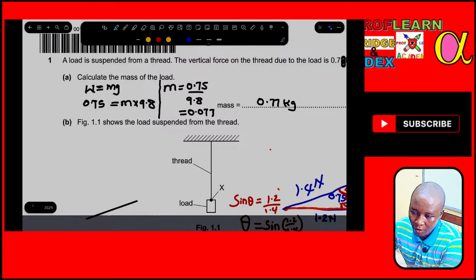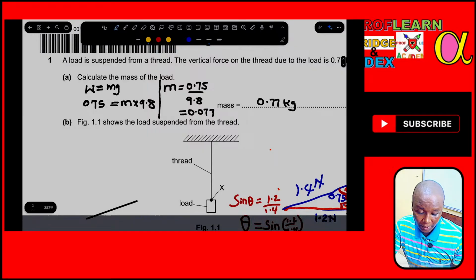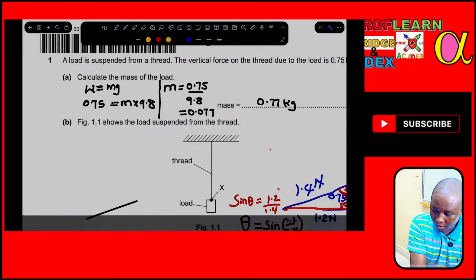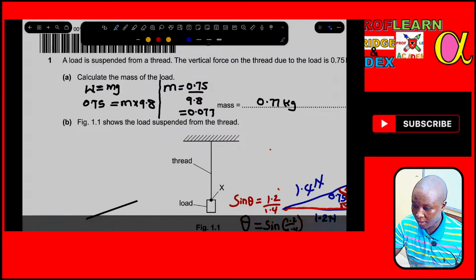So in this paper of May-June 2024, candidates were given a scenario whereby they were told to calculate the mass of the object. Let me just move this a little bit so that I can write, and you can see from your end.